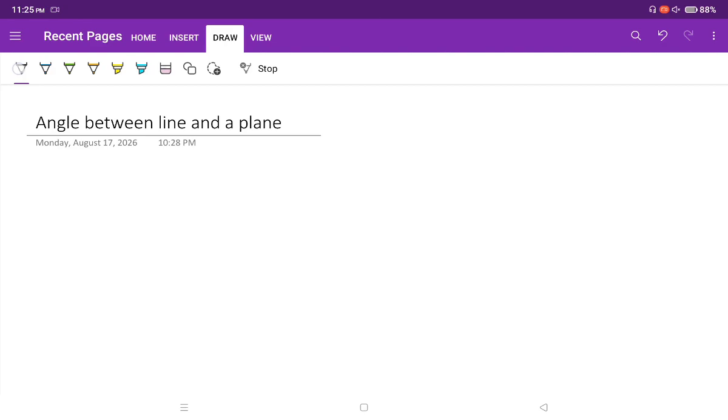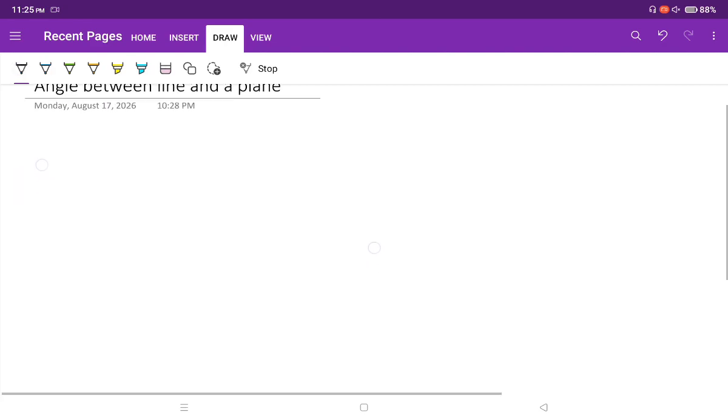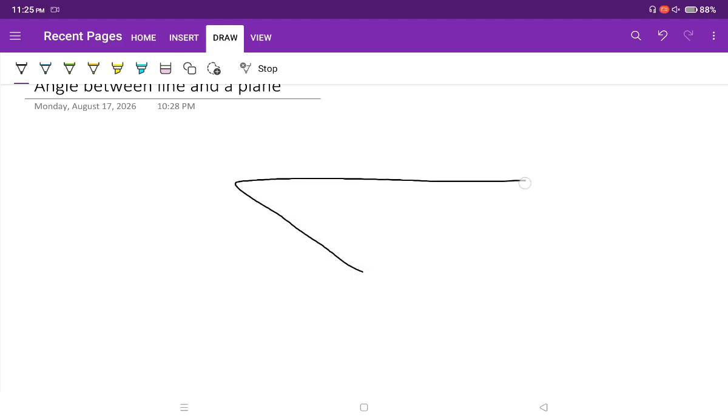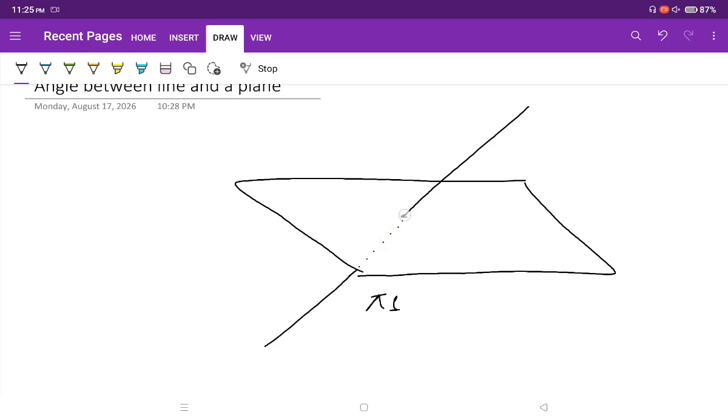Today we will see what is the angle between a line and a plane. Right? So consider a plane here. Suppose we have this plane, say pi 1, and we have this line intersecting the plane at this point. Right? L1. We can say the line is L and the plane is pi. Right? So what is the angle between this line L and the plane pi?